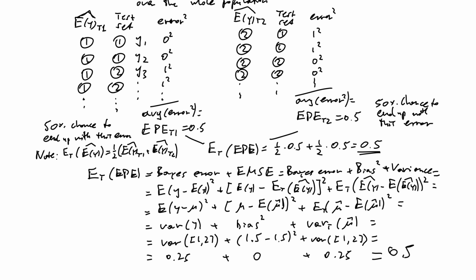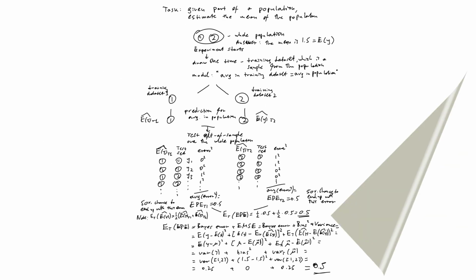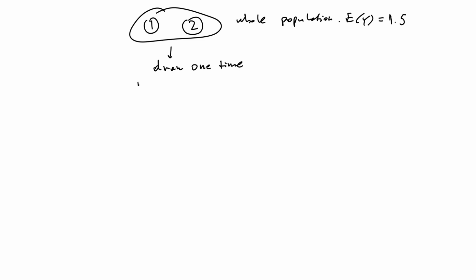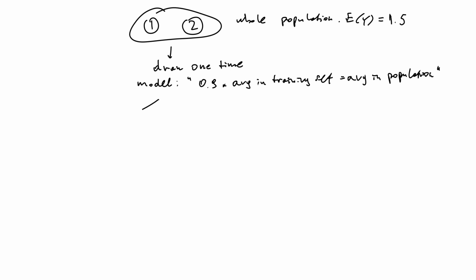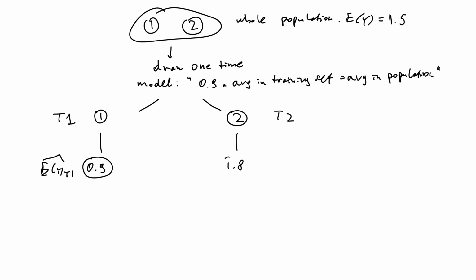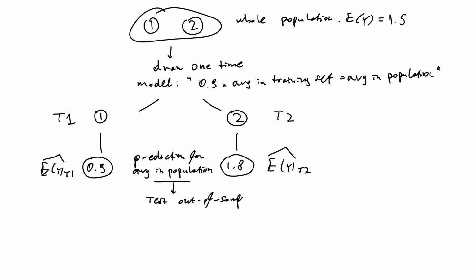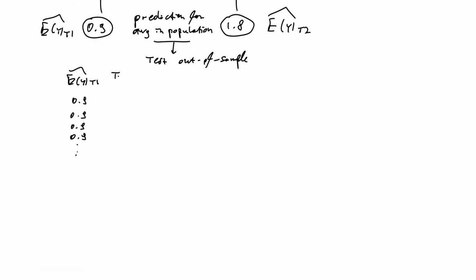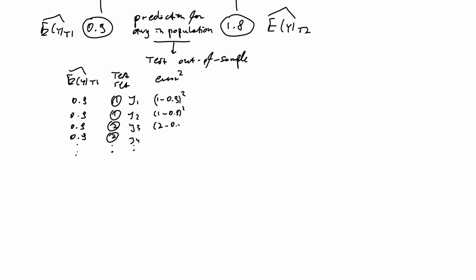Now consider another model. We start with exactly the same setting, and the model is: our prediction for the average is 0.9 times the average in the training set. We have exactly the same situation, training set 1, training set 2. Our prediction from training set 1 is 0.9 for the average and 1.8 from training set 2. We test out of sample again. We have our constant prediction, test samples come one by one in the test set, and then we have a squared error between the prediction for the average and the test example.